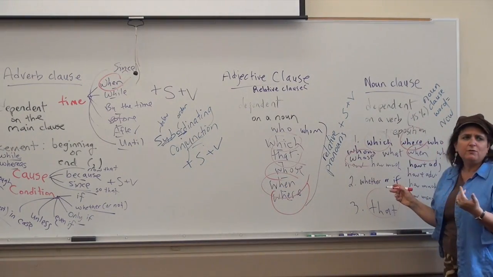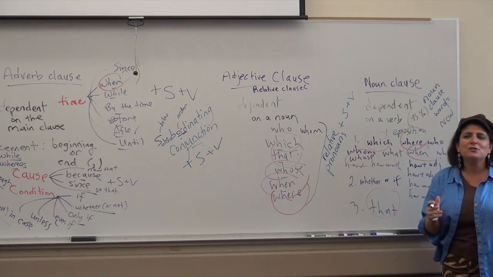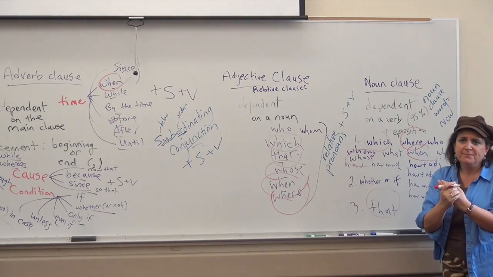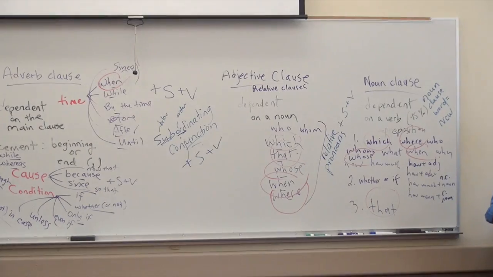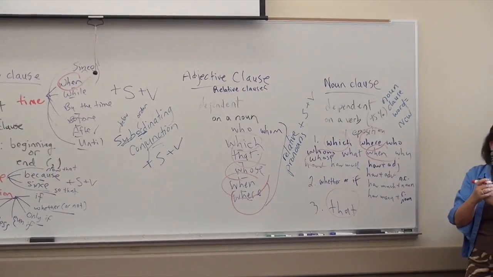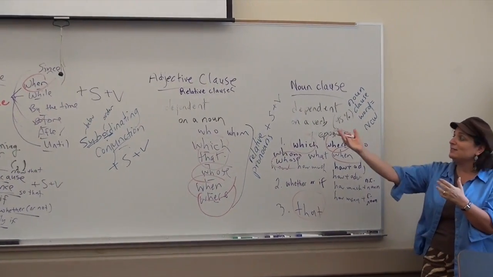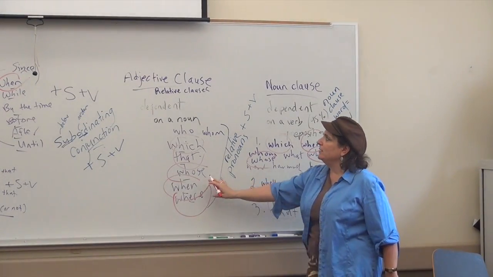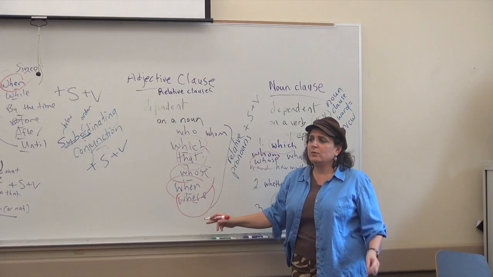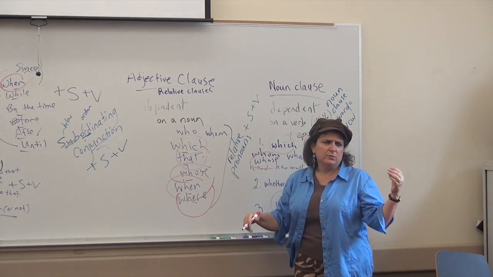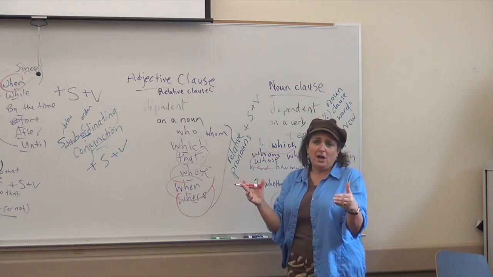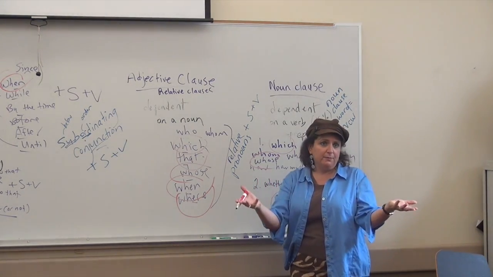So that gets a little confusing because we're using the same limited words for different functions. If I ask you, what kind of clause is this? Don't just say, oh, I see when, it's a time clause. No, when can be a noun clause, and when can be an adjective clause when it's modifying time. There was a time when I was a child. Let me tell you about the time when I first met you.